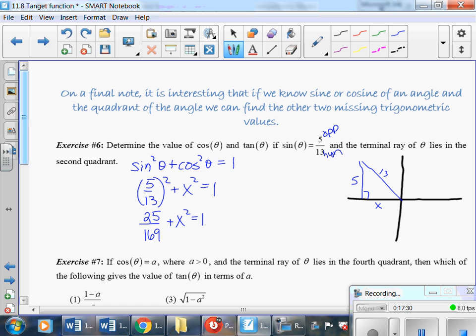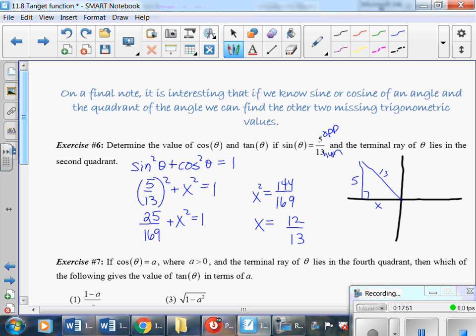Now you have a calculator. Don't flip out from the fractions. All right? So you do the math here, you get x squared is equal to 144 over 169. So x turns out to be positive and negative 12 over 13. But in this case, we're just going to consider the positive, which is 12 over 13.